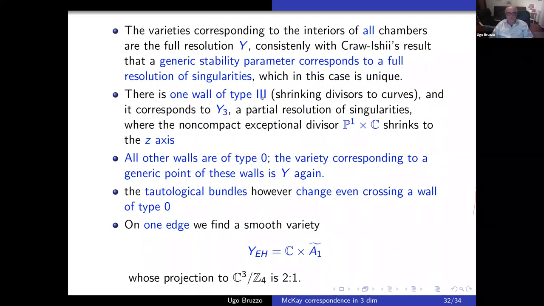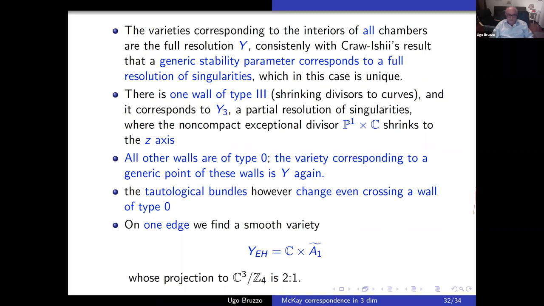On the wall of type three, we find the partial resolution of singularities that we called Y3. We find Y3, which just has one compact divisor. And indeed, what happened is that the non-compact divisor P1 times C has shrunk to the z-axis.